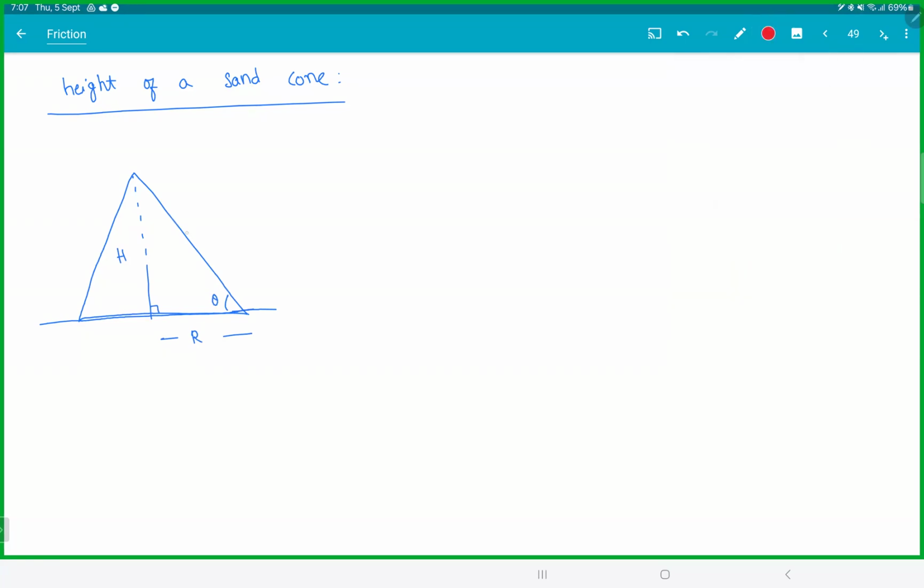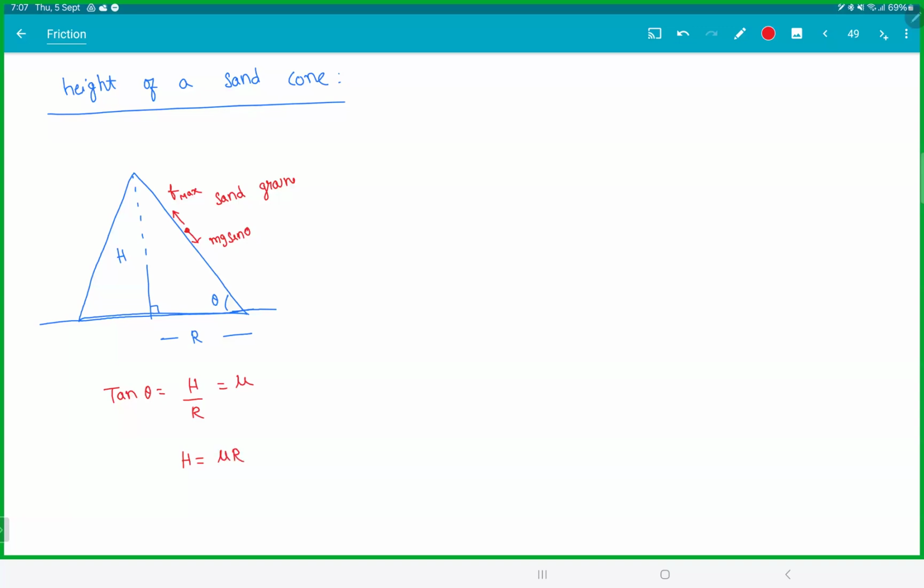So the sand grains which are present here, again the same force, this will be mg sine theta, and this will be your friction F max. So if this value exceeds the angle of repose, tan theta would be h by r, and that will also be equal to mu. This is the relation between height of the sand cone versus radius.